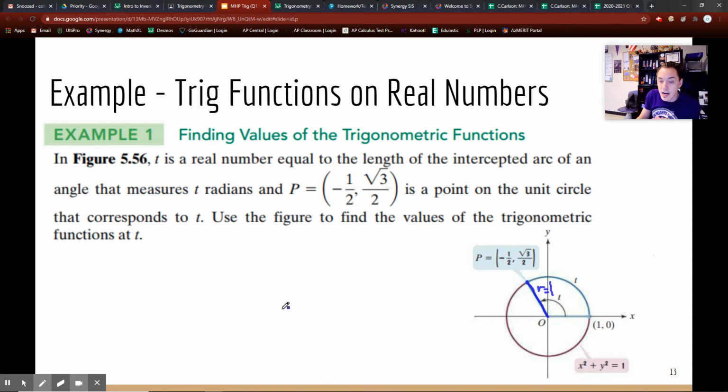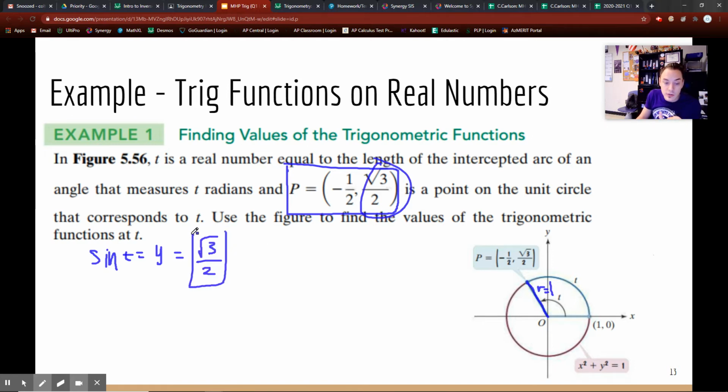So let's get to our actual problem. If this is my point, p equals -1/2, comma, radical 3 all over 2, figure out what the trig functions are. And honestly, guys, it's very simple. Ready? So sine of t equals y, that means it's just my y coordinate, which is radical 3 all over 2. That's it. You're just looking at the point.